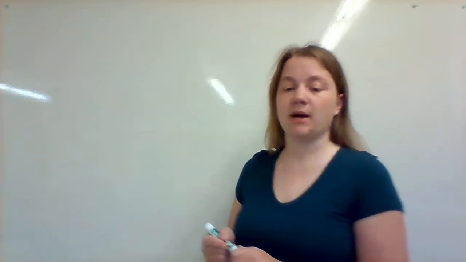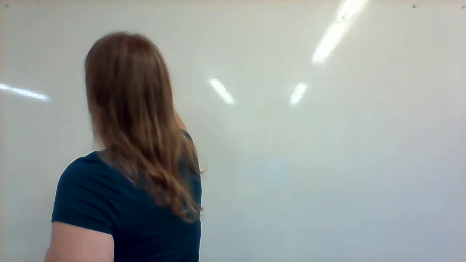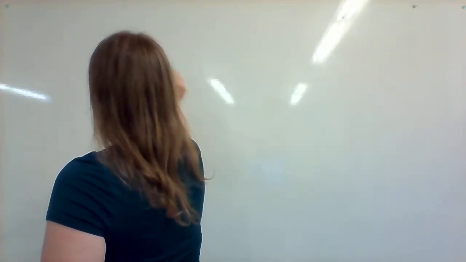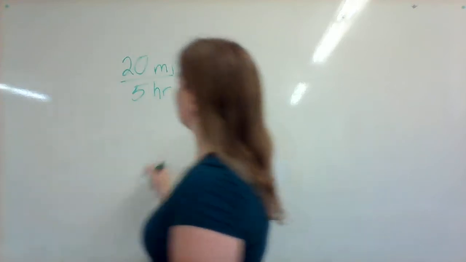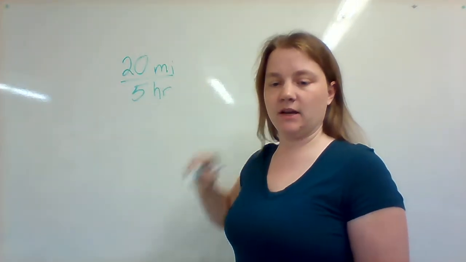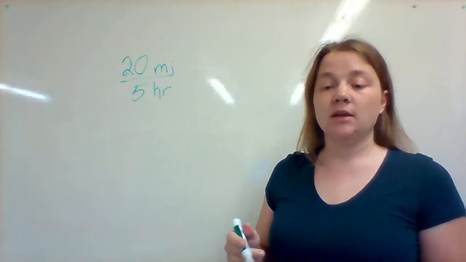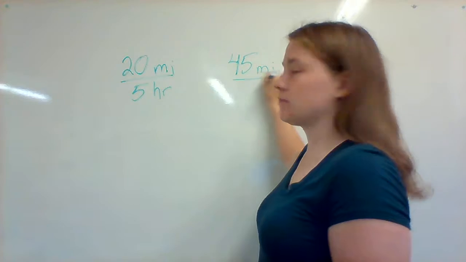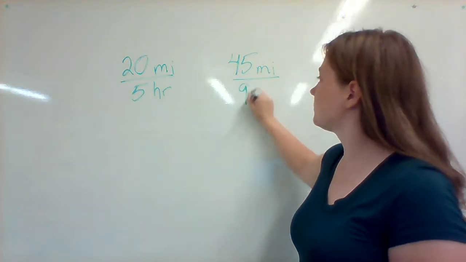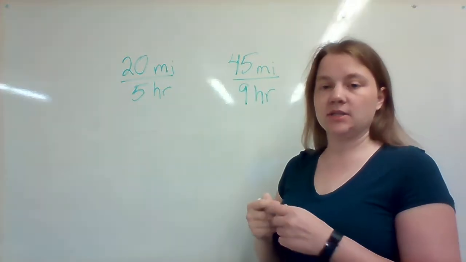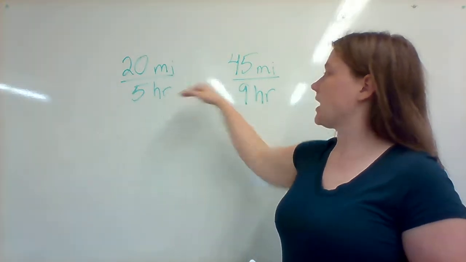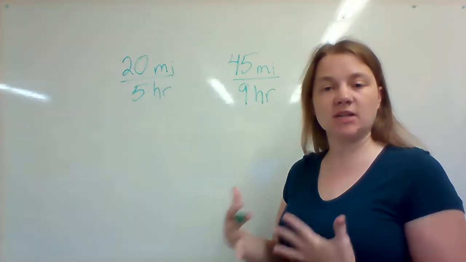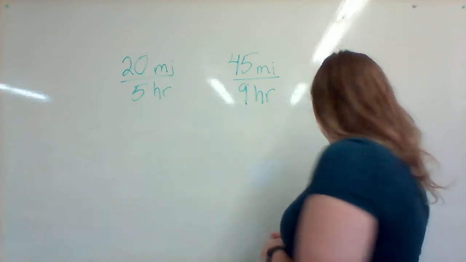So first let's look at our example. Let's say there's a car A that goes 20 miles in 5 hours. As you see, I have 20 miles and I have 5 hours. Car B goes 45 miles in 9 hours. As you can see, I have miles, miles, hours, hours, because we're talking about the same type of rate, so I'm going to keep those numbers the same.